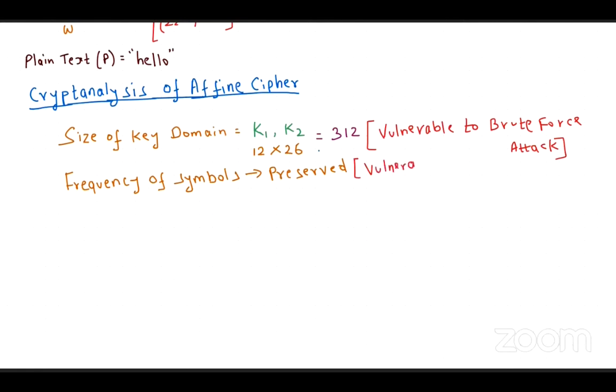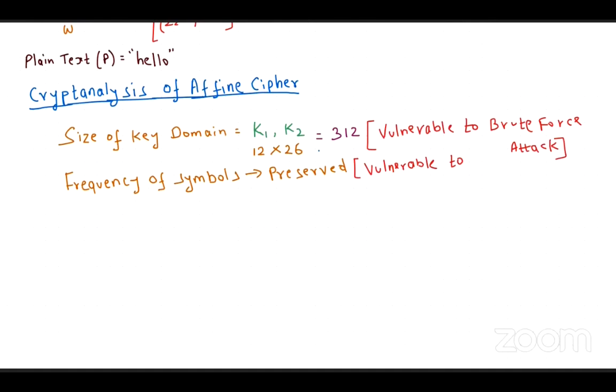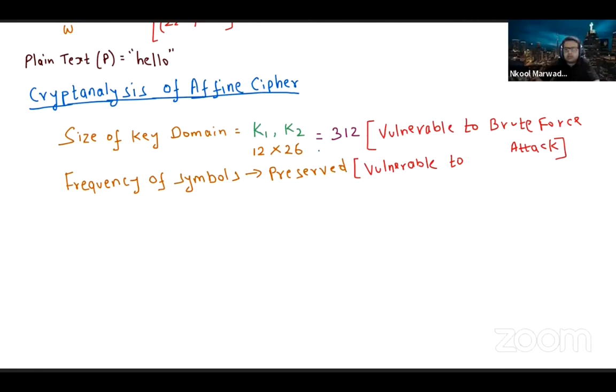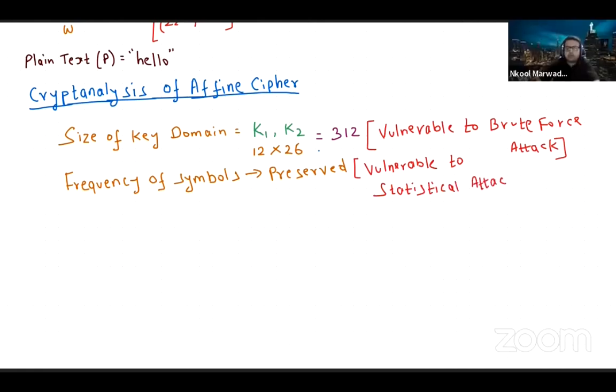So every monoalphabetic cipher is automatically vulnerable to statistical attack. Very nice, that's the right answer, because one-to-one mapping is there, so frequency will always be preserved and we can use statistical attack. So we have to use polyalphabetic ciphers. These are all old ciphers, I think.